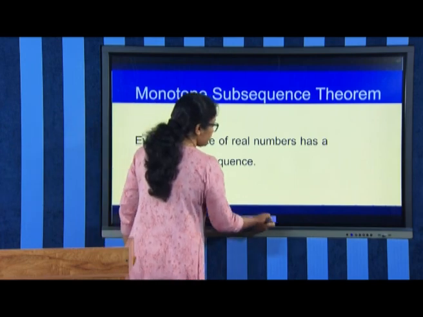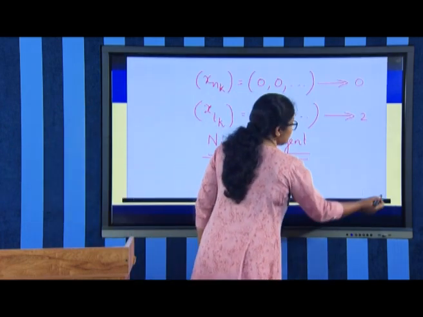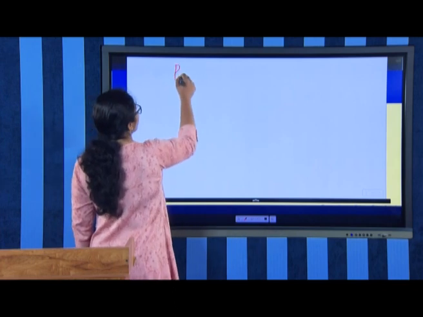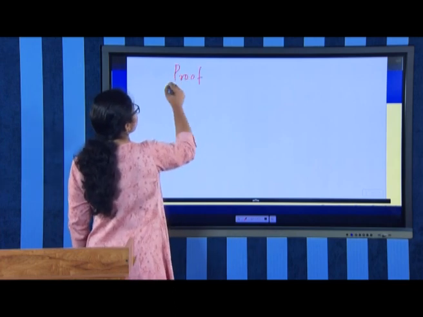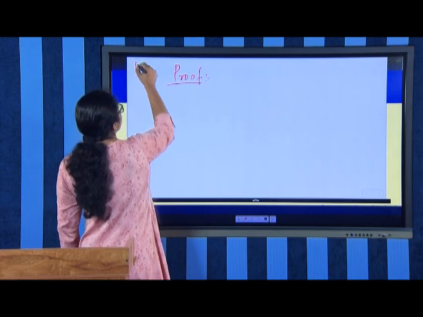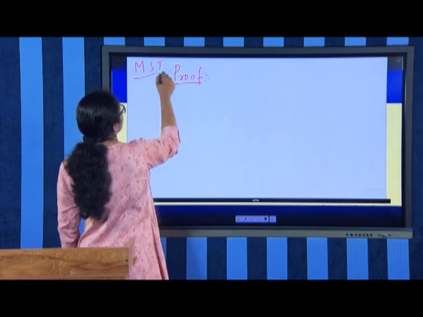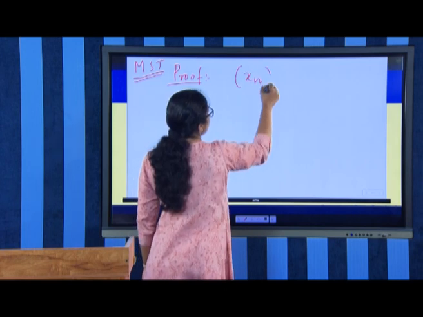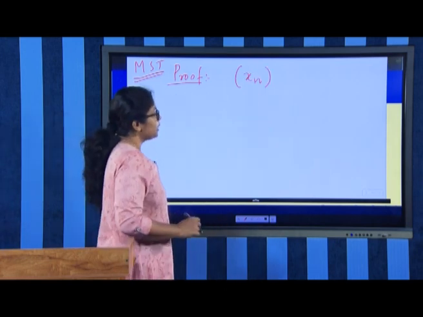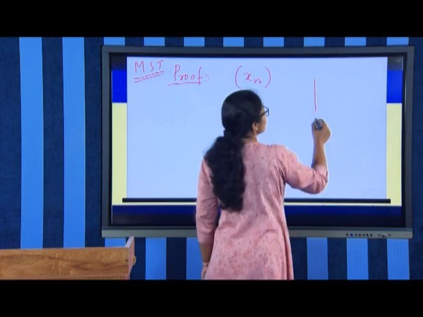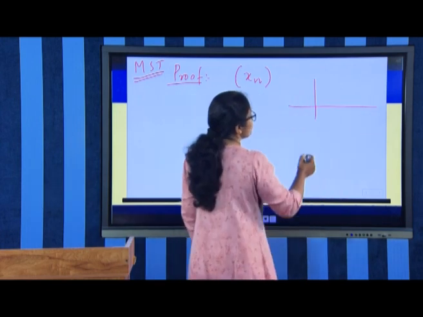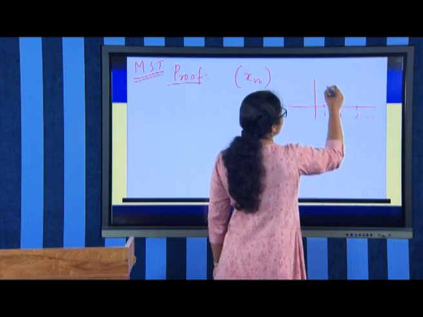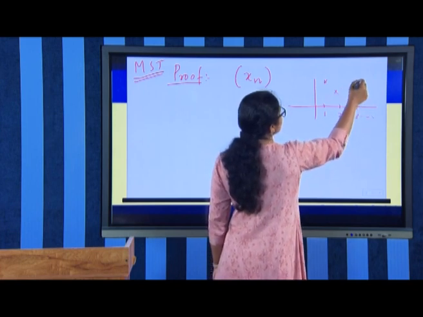So, the proof is like this. It is an interesting proof, the proof of the monotone subsequence theorem. Suppose xn is a sequence given, then we know that it is a function on the set of all natural numbers. So, here you have 1, 2, 3 etc., and then the elements may be something listed like this.